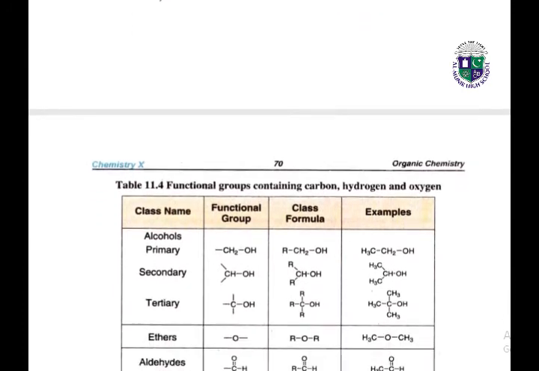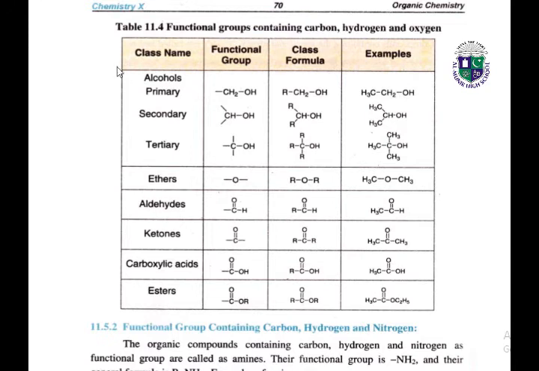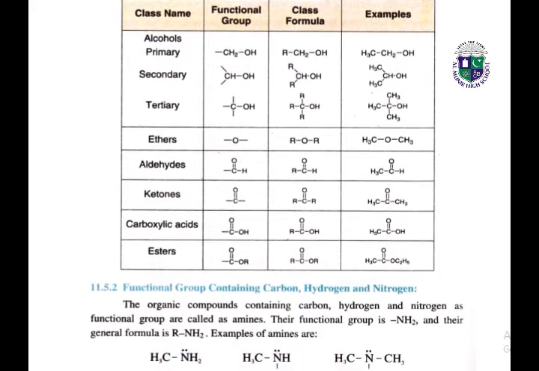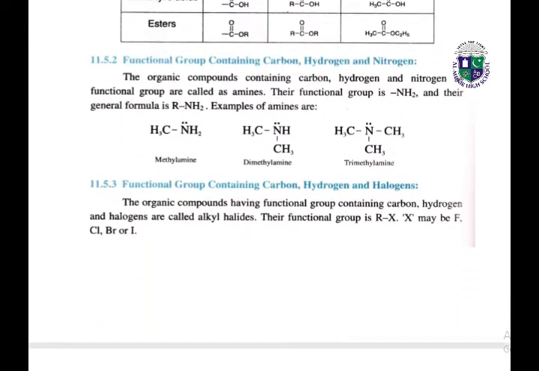Table 11.4 shows different functional groups containing carbon, hydrogen and oxygen. We have the class names: alcohol, primary, secondary and tertiary, their functional groups, their class formulas, and their examples. Then we have ethers, aldehydes, ketones, carboxylic acids and esters. Their functional groups, class formulas and examples are given in this table. You must read this table properly and try to learn all these names and their formulas.